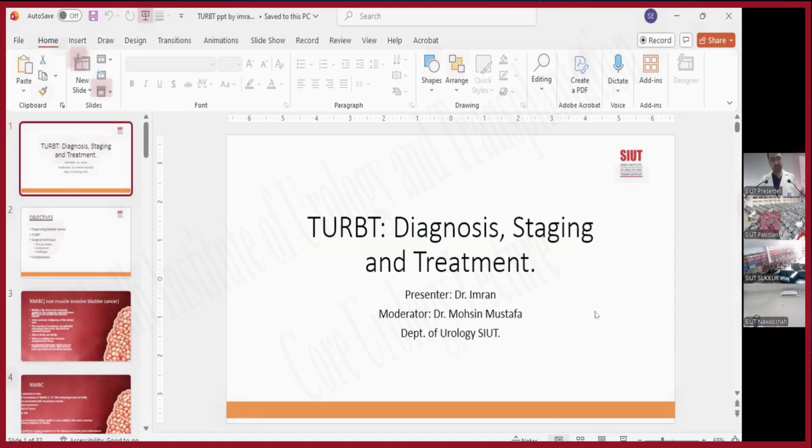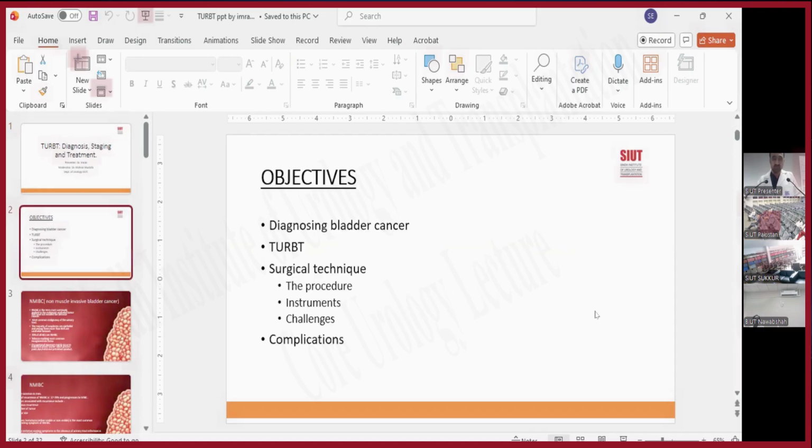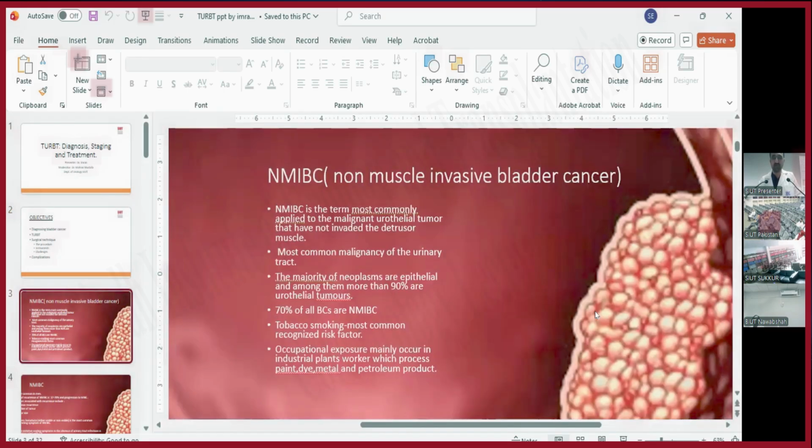Bismillahirrahmanirrahim. My name is Dr. Imran, and today's presentation is about TURBT: diagnosis, staging, and treatment. Our objectives are diagnosing bladder cancer, TURBT, surgical technique of TURBT, procedure, instruments, challenges, and complications.